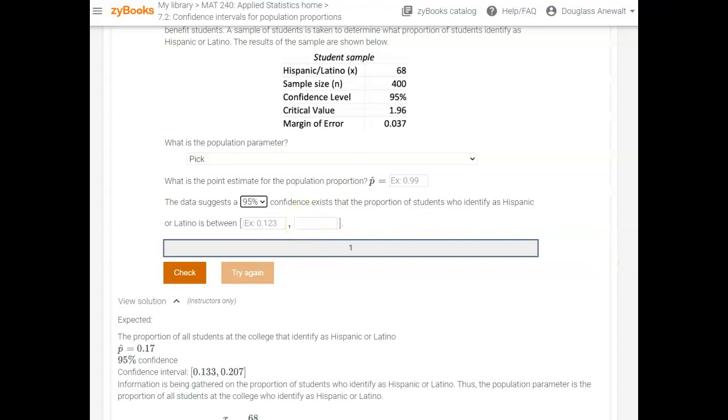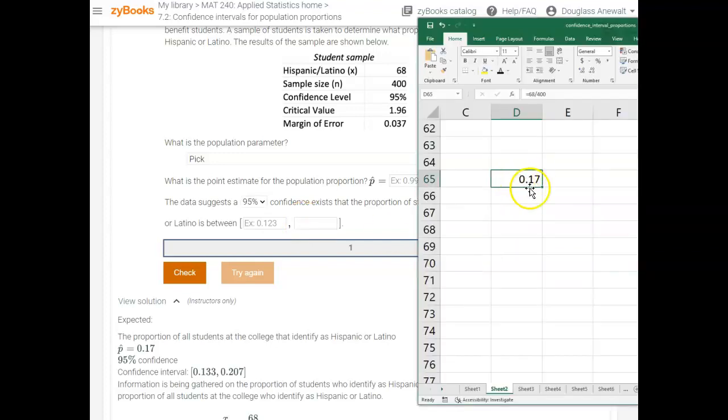And now, like with all confidence intervals, it's going to be centered around our sample proportion. So we need to find the margin of error and add it and subtract it to the sample proportion in order to get the upper and lower limit. Well, they already told us the margin of error in this problem. So I just need to take this value and subtract that margin of error. That's the lower limit. And then take that sample proportion and add the margin of error to get the upper limit.